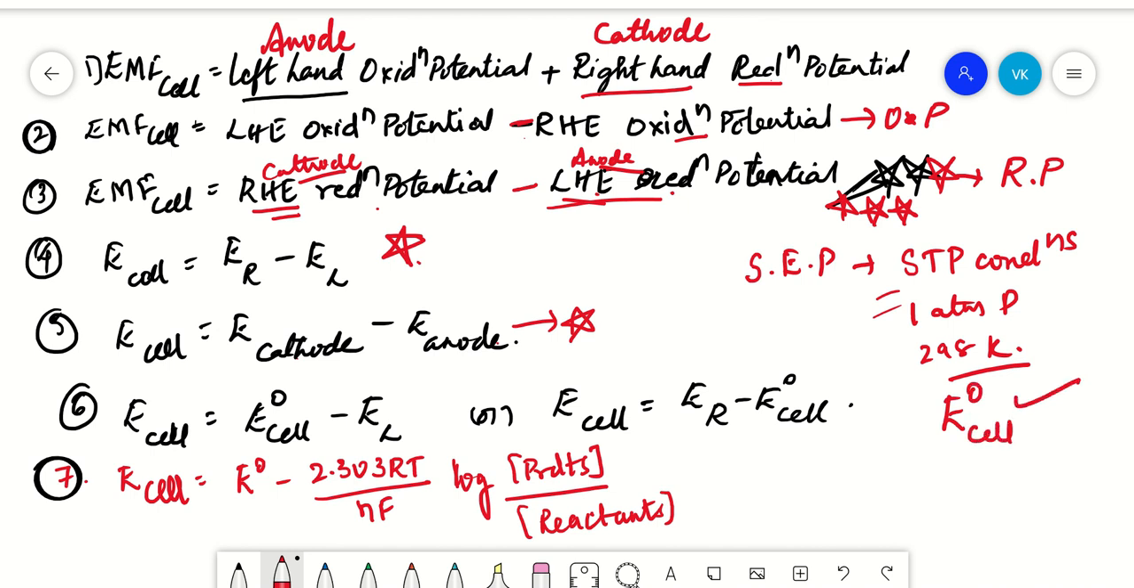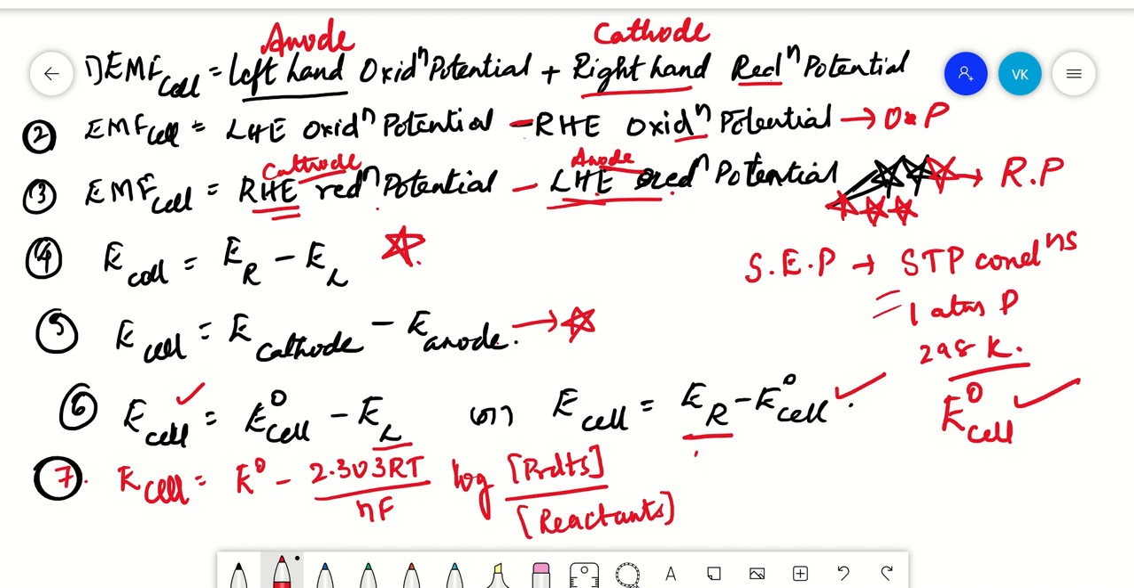If you are given E naught cell and also your E cell, you can find out EL, that is the potential of your anode, or you can also find out your ER using these two formulas. E cell is equal to E naught cell minus EL. Or if you need to find the potential of the right hand electrode, that is your cathode, then you can use this formula: E cell is equal to ER minus E naught cell, right?